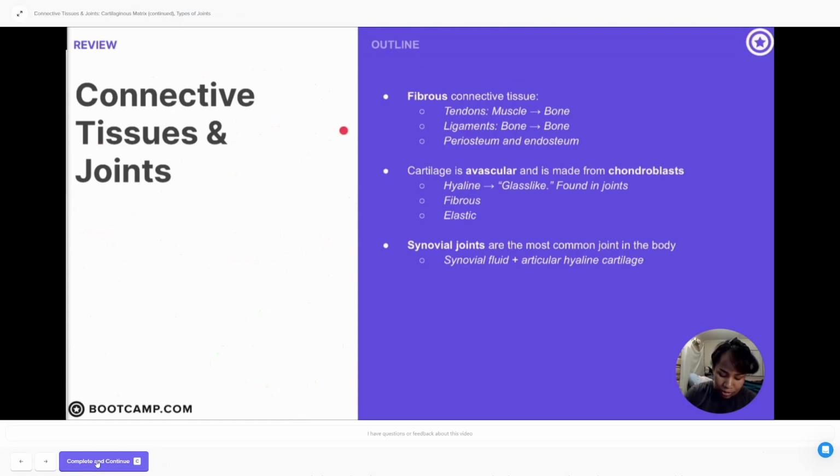Secondly, we should know a little bit about cartilage, mainly that it's going to be avascular, and that it's produced by cartilage cells called chondroblasts. There are going to be three types of cartilage that are prevalent in bone and connective tissue. The first being hyaline cartilage that is found in our joints, as well as elastic and fibrous cartilage that helps to provide both support and flexibility in their respective situations.